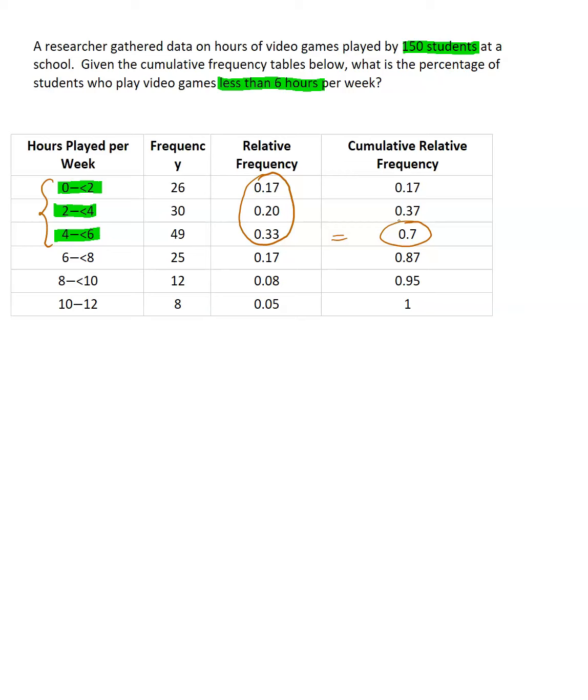So basically you're trying to find, so let me write that out here, less than 6 hours means 0 to less than 2 hours plus 2 to less than 4 hours plus 4 to less than 6 hours, right? It's because it's partitioned into these 3 classes. You are trying to look at the relative frequency corresponding to these 3 classes.